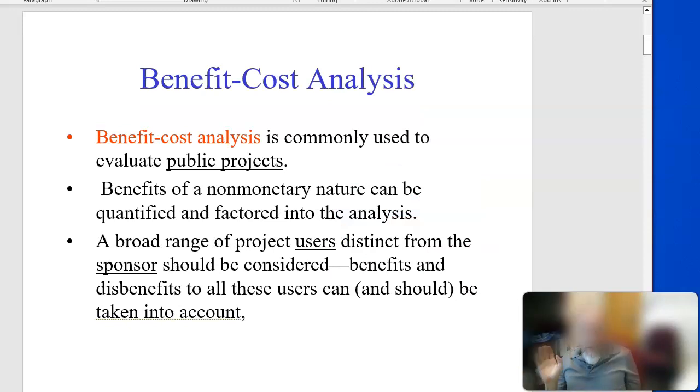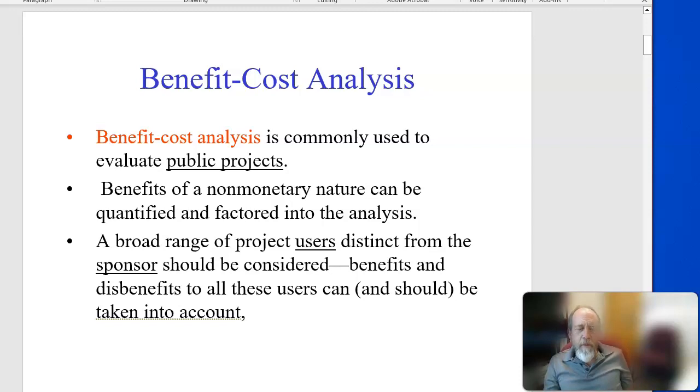Well, we typically use these on public projects. And the reason is it's really good at handling some of the different pieces of the project that might be non-monetary in nature. However, they do need to have some sort of monetary equivalent for you to be able to analyze them. So, you've got users and you've got sponsors: the people that are going to benefit from the project, and the people that are going to put forward the money. For a government public project, the sponsor would be the government, but the users are often, okay, good old public, you and me.